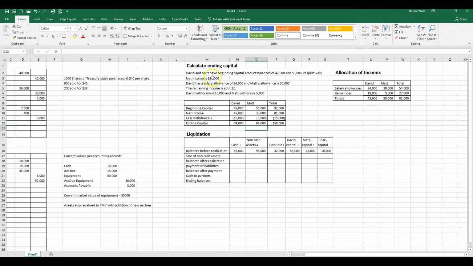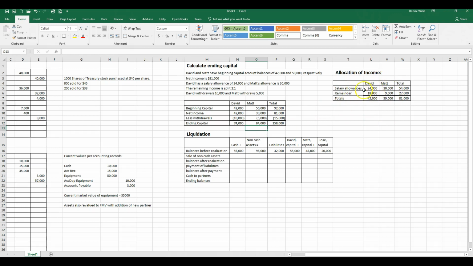So calculating the ending capital, you have beginning capital, you add net income, you subtract the withdrawals, and you get the ending capital. If there had been some kind of additional investment, you would also have to add the additional investment in. So the capital itself is one problem. The allocation of the income is a separate type of problem, but they worked well together right here.